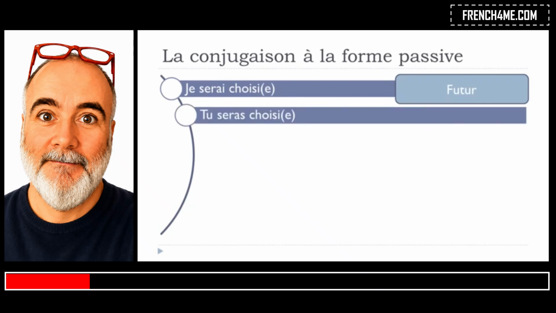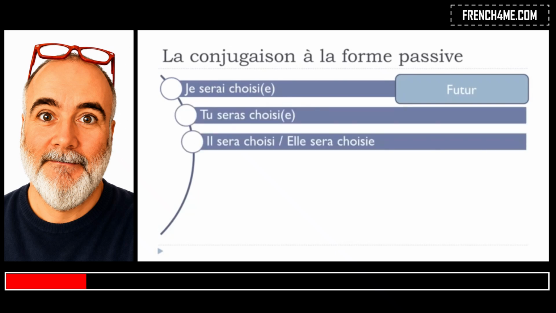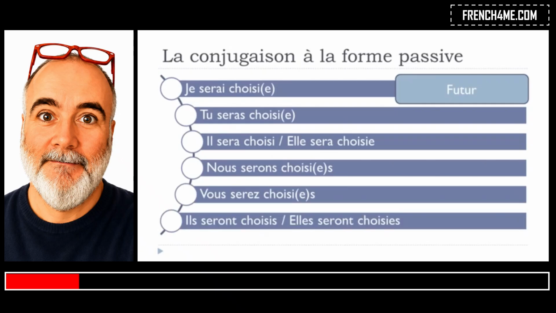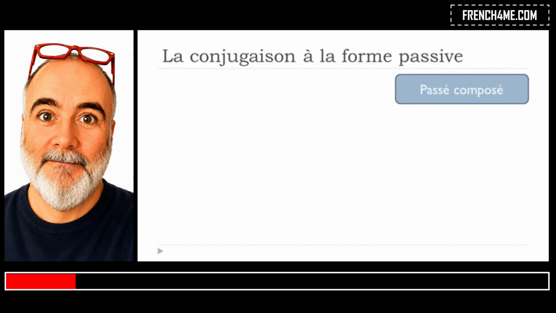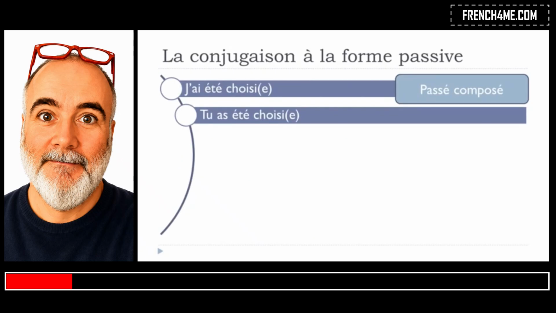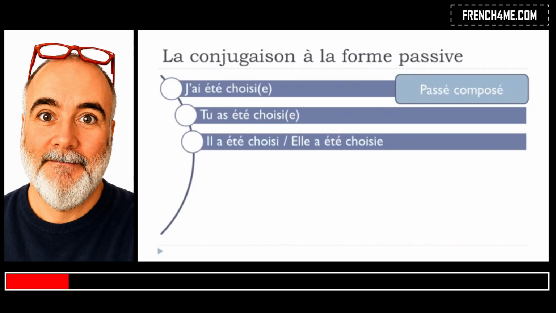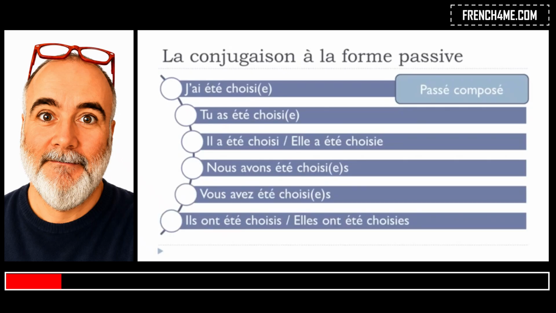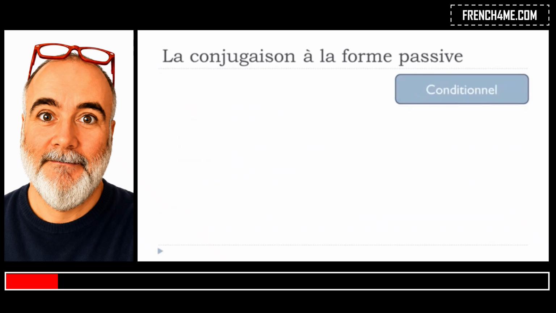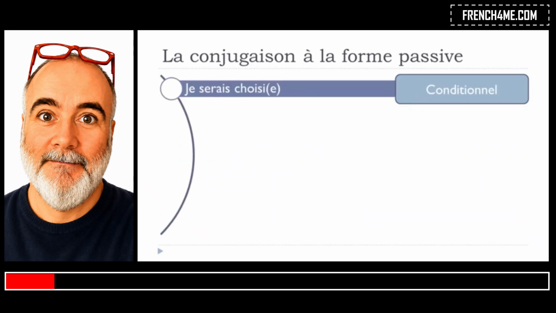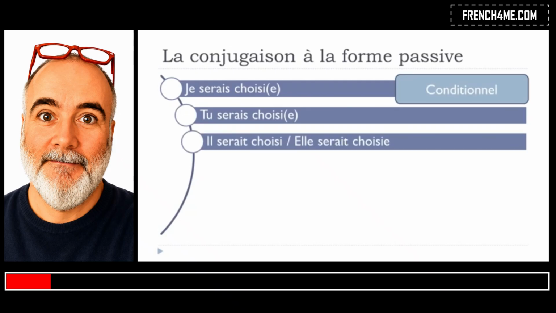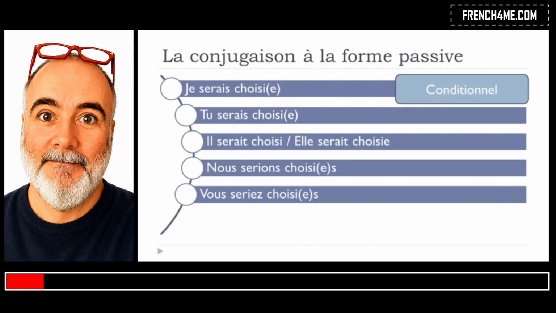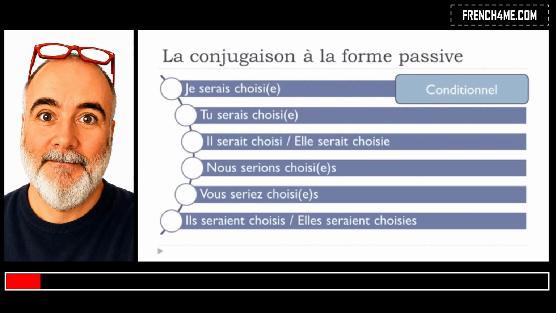Je serai choisi, tu seras choisi, il sera choisi, elle sera choisie, nous serons choisis, vous serez choisis, ils seront choisis, elles seront choisies. Okay? Let's see the passé composé form. J'ai été choisi, tu as été choisi, il a été choisi, elle a été choisie, nous avons été choisis, vous avez été choisis, ils ont été choisis, elles ont été choisies. Then the conditionnel présent form, je serais choisi, tu serais choisi, il serait choisi, elle serait choisie, nous serions choisis, vous seriez choisis, ils seraient choisis, elles seraient choisies.